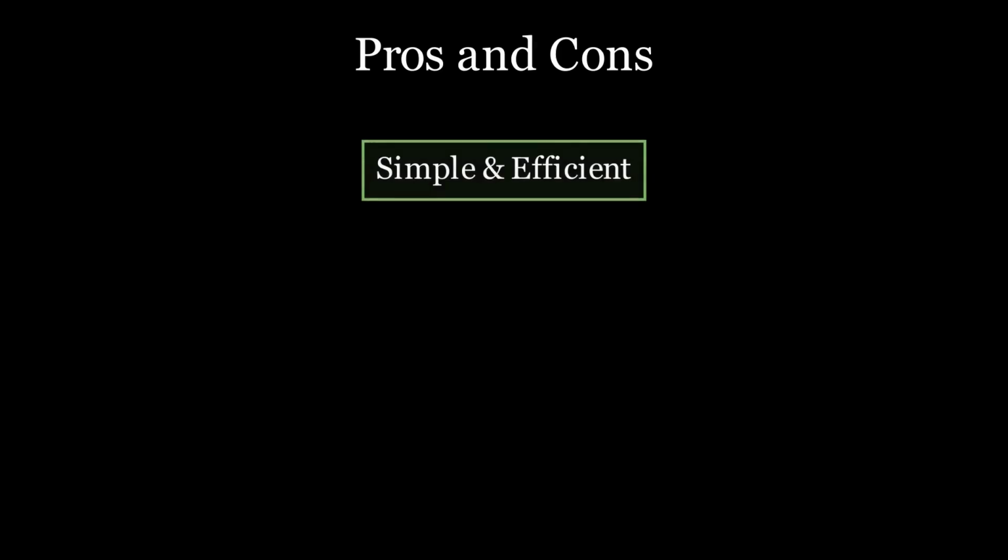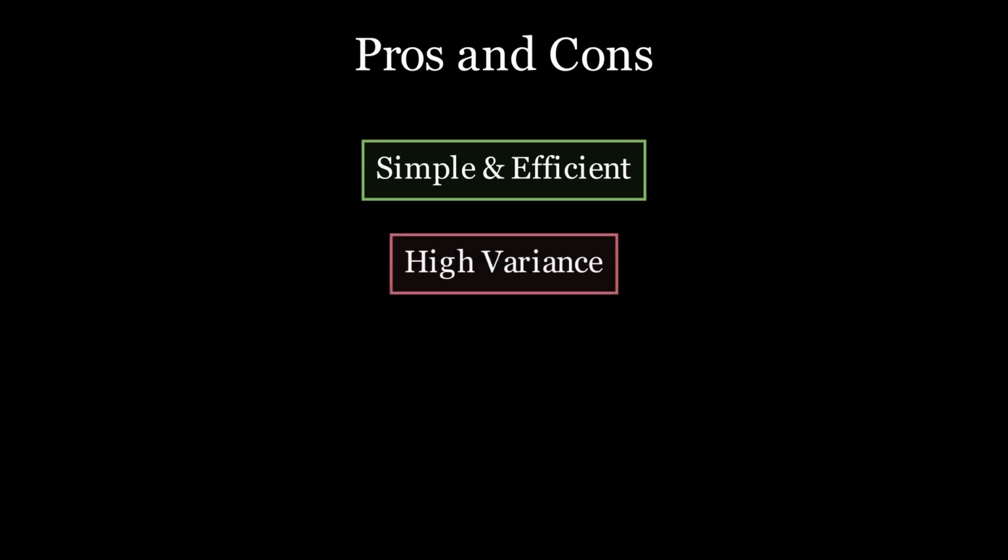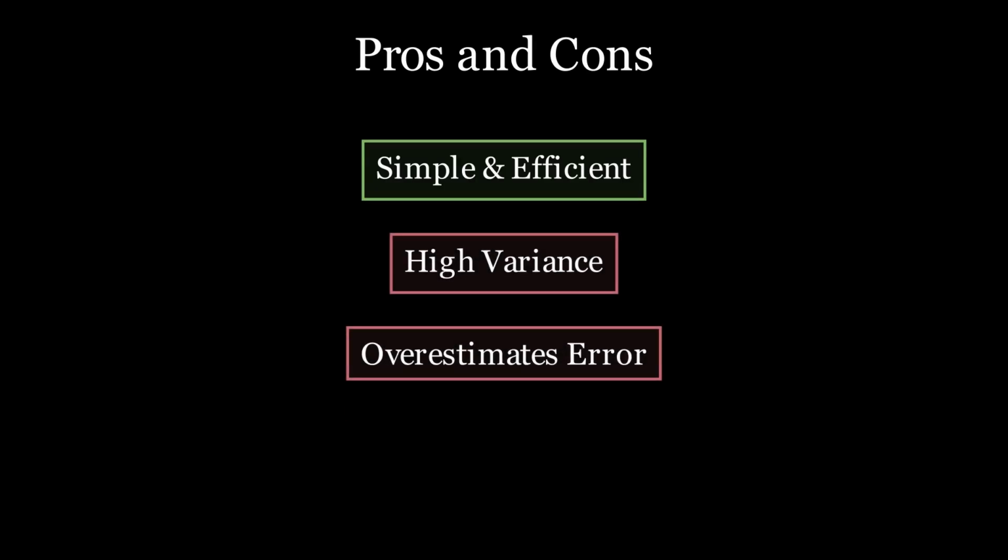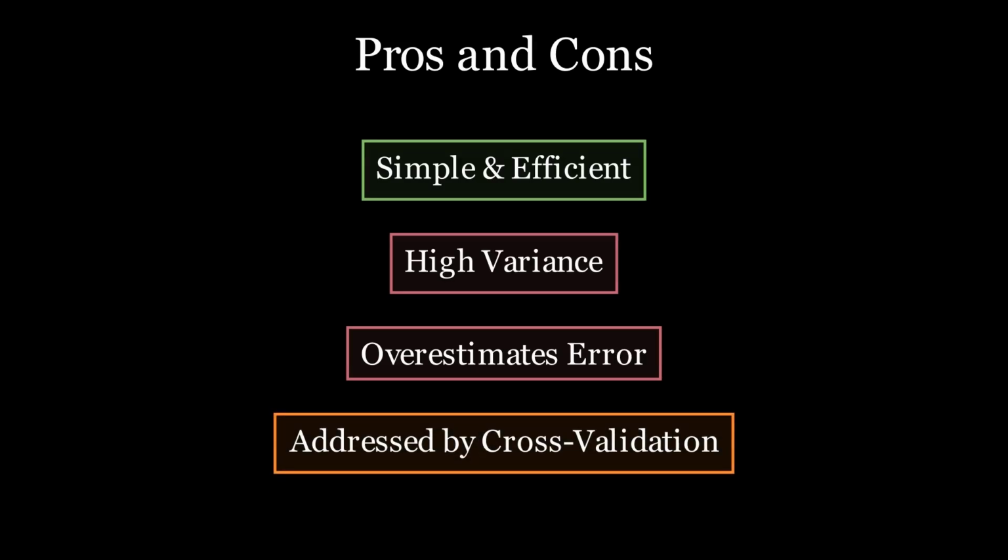The validation set approach is easy to understand and implement. It also provides a resource-efficient way to estimate model performance. But it has high variance and can overestimate the test error rate, especially for small data sets. Cross-validation is another resampling method that addresses these issues by sampling multiple times from the training data. We'll cover cross-validation in another video.